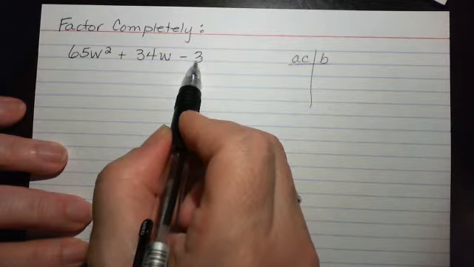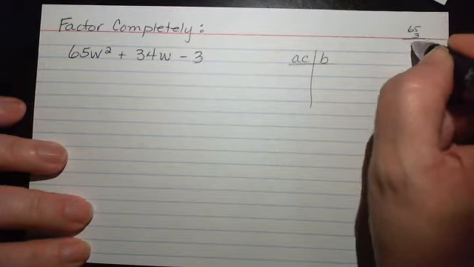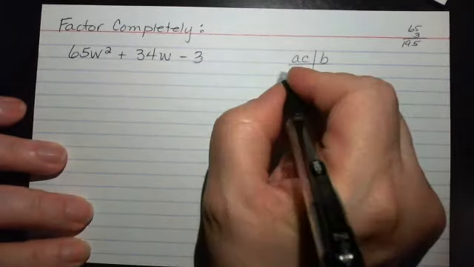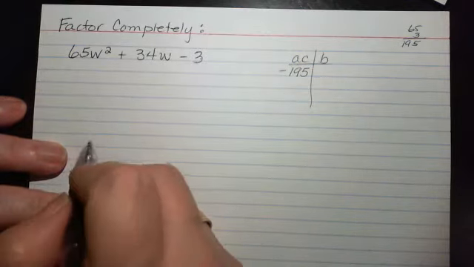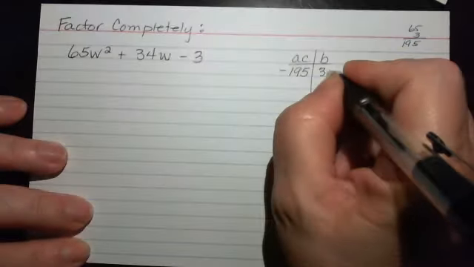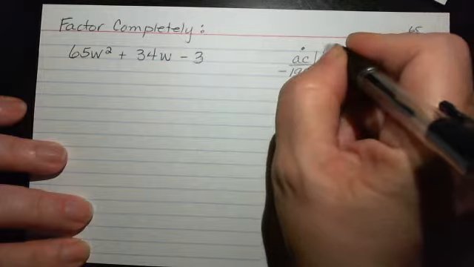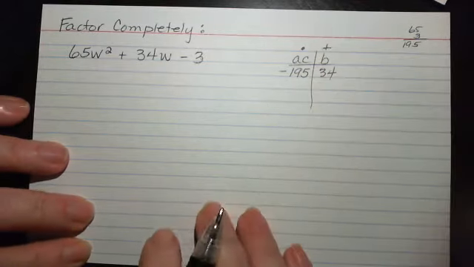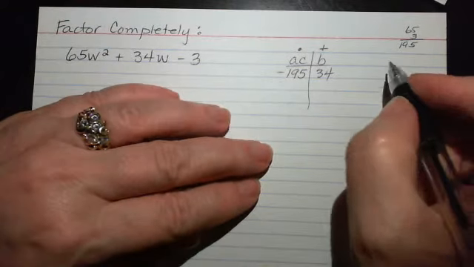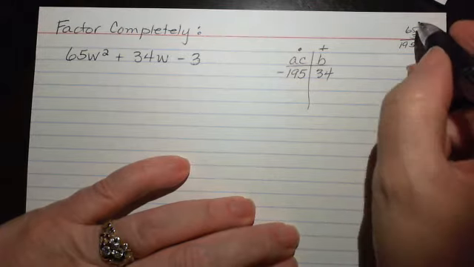I believe that gives us 195. It's actually negative 195 because one of our factors is negative. And B is the middle coefficient, 34. And we're looking for factors that multiply for this number and add for this number. Okay, 195 is a rather large number, so it might be helpful to see what factors are in 195.